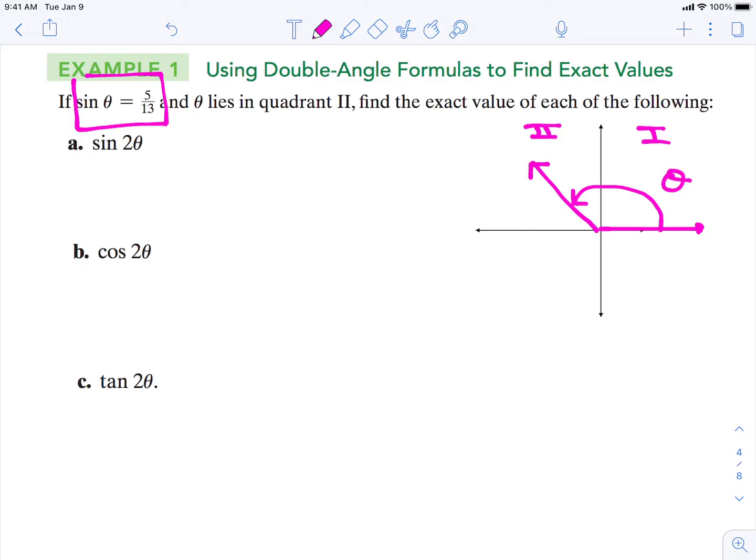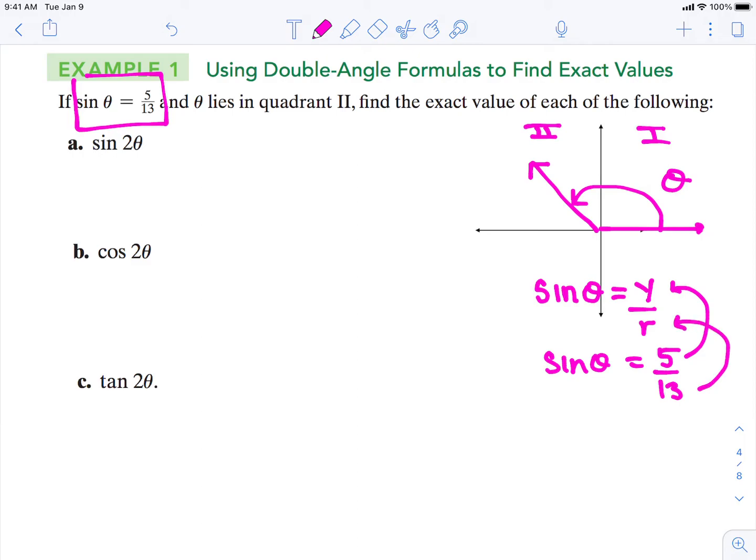So there's our theta. If you remember from earlier in our course in chapter 4, the sine ratio is your y-coordinate over your radius. So in this case, if we give you the sine of 5/13, our y is 5 and our radius is 13. And we want to find that x value.